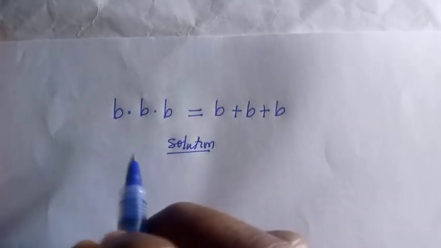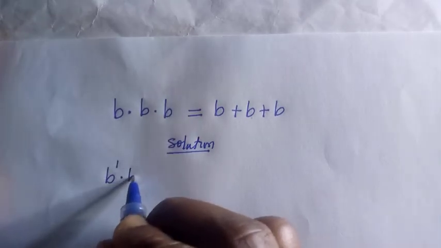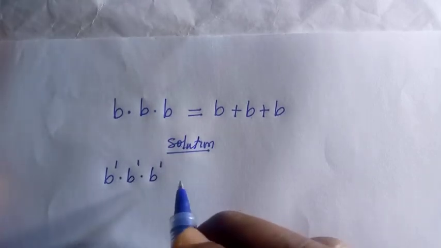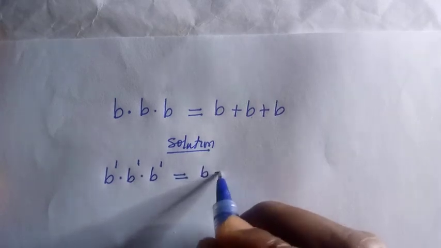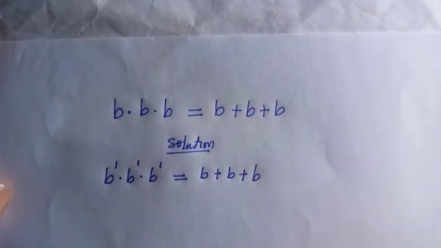Solutions. Then here we have b to the power of 1 multiplied by b to the power of 1 multiplied by b to the power of 1 equals b plus b plus b.